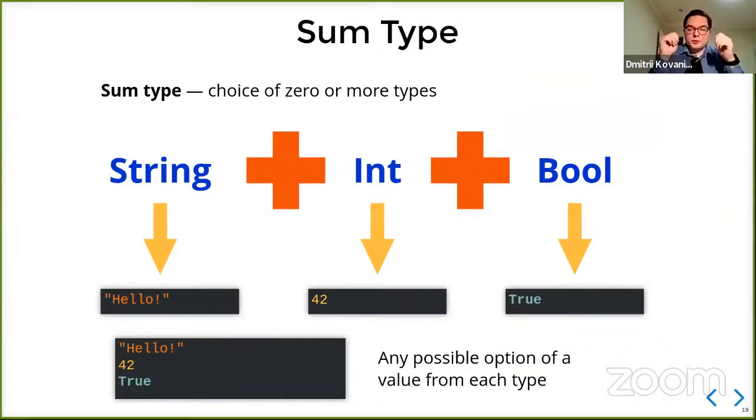Okay, this was the product type. Let's look at the sum type. A sum type represents choice. If we have a sum of string, int, or bool, we have a type that contains either any string or any number or any Boolean value, but not at the same time. You can't have them as a string and number at the same time. This is for products. Sums represent the choice.